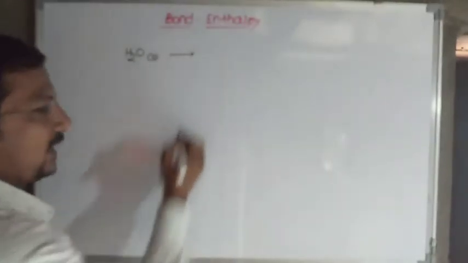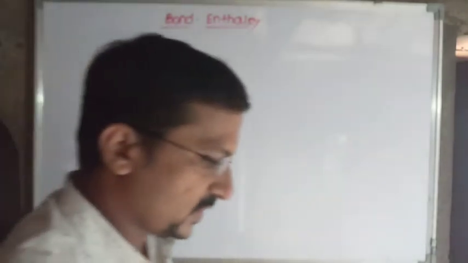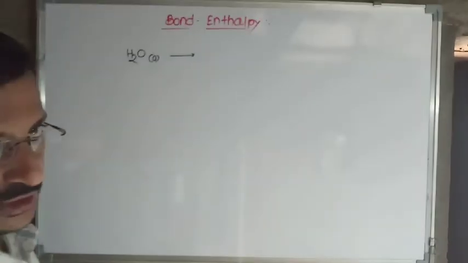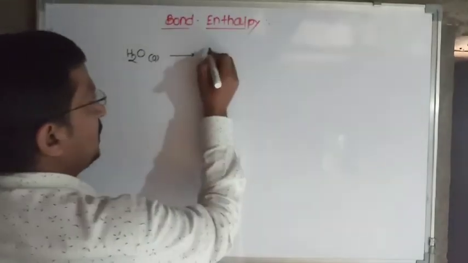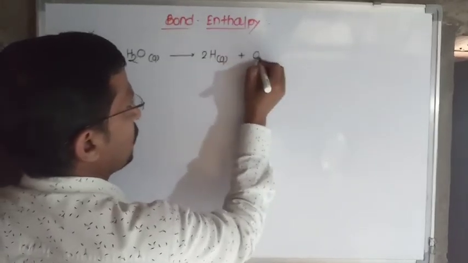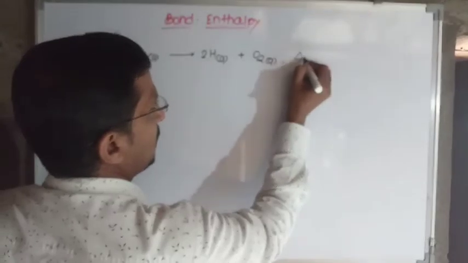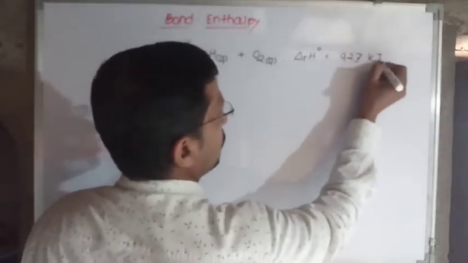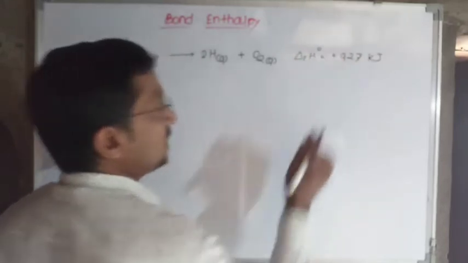If you consider water, a polyatomic molecule, H2O in gaseous state, and you want to break the bonds in the water to separate the oxygen and two hydrogen atoms, in that case H2O gas gives 2 hydrogen gas plus oxygen gas, and the delta rH naught for this reaction is plus 927 kilojoule.